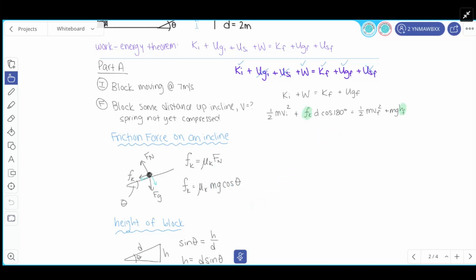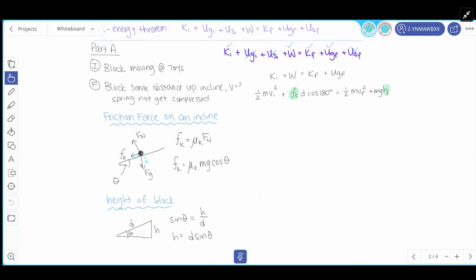And in terms of the height, if we have the distance and the angle, we can write an expression for height as that distance times the sine of theta. So when we make those substitutions, 1/2 mass times initial velocity squared. Our expression for friction is the coefficient of kinetic friction times mg cosine theta. So that theta is our 30 degrees. And then we have d cosine 180 on the other side.